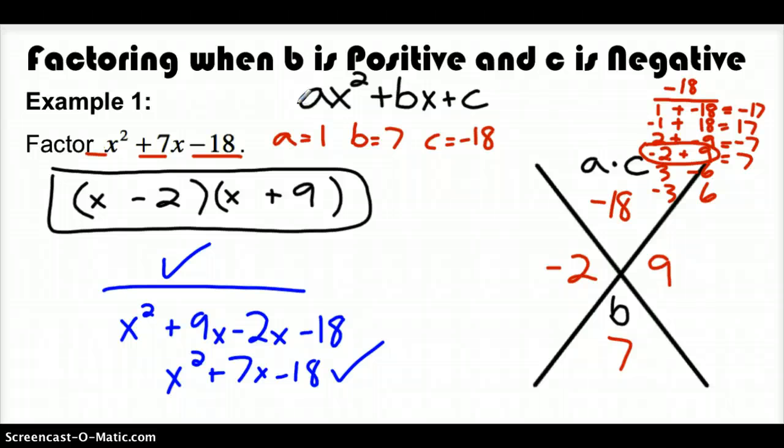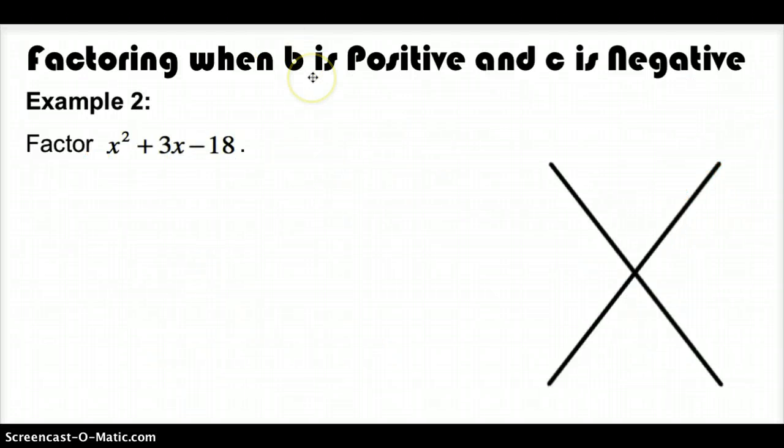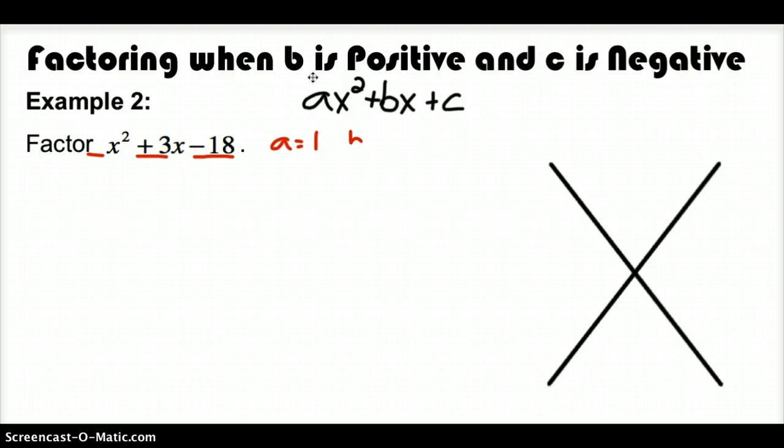So let's look at one more example here. I know this might be getting a little bit repetitive, but I can assure you that factoring is going to be really important. Let's look at our next example here. We have x squared plus 3x minus 18, and again, we're expected to factor this. We'll always start the same way: ax squared plus bx plus c, that's our standard form. Let's identify a, b, and c. We have 1 is a, 3 is b, and c is negative 18.